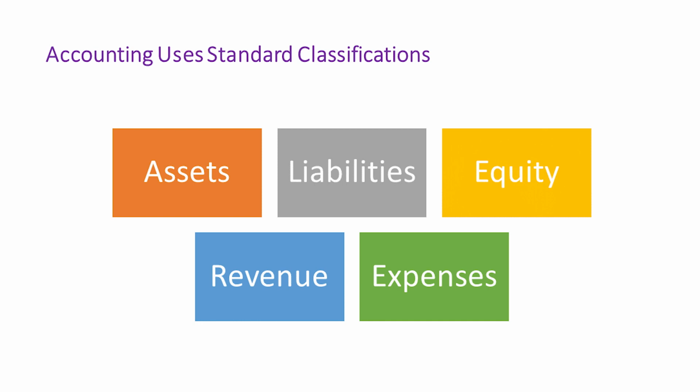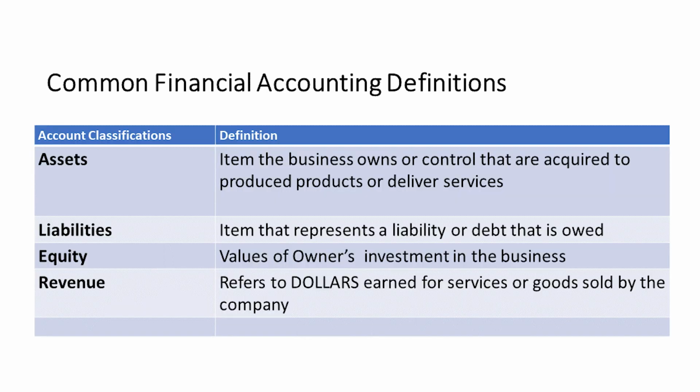So we mentioned classification is involved when it comes to accounting. Accountants classify the numbers, the dollars, into 5 buckets. One is called assets, another is called liabilities, another is called equity, another is called revenue, and another is called expenses. So let's define each one of these terms for you. Let's start with assets, liabilities, equity, and revenue.